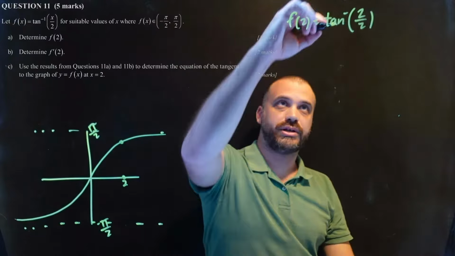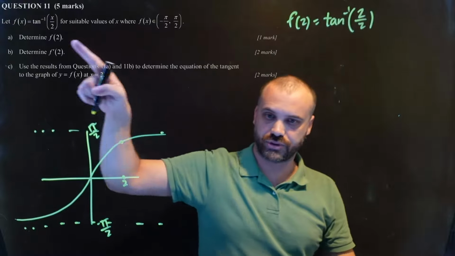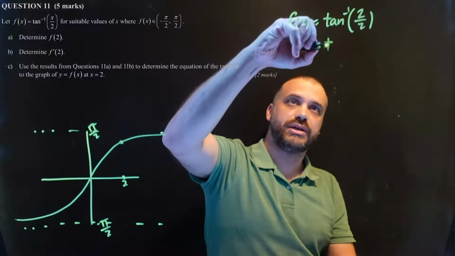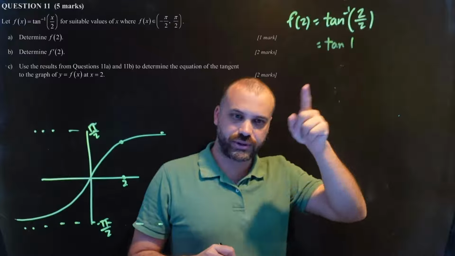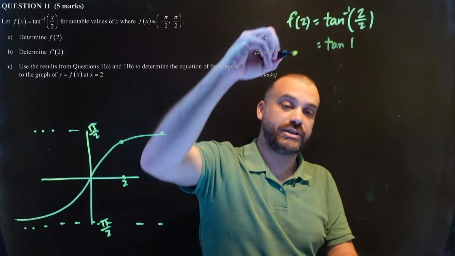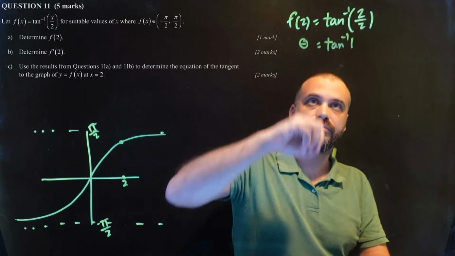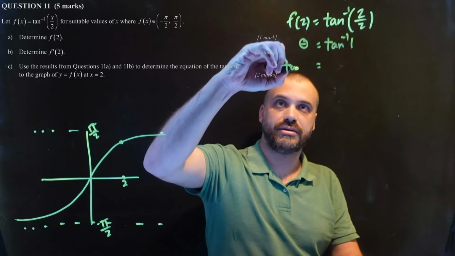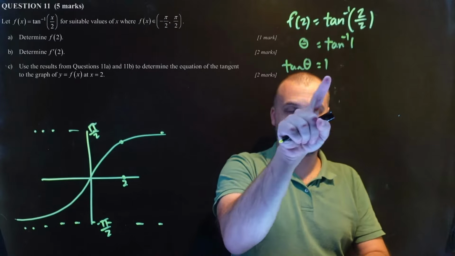All right, so I've drawn it here. f of 2 is inverse tan of 2 on 2. So I've just subbed 2 into here. Now, obviously, that's equal to the inverse tan of 1. Now, a lot of students have trouble with this, but really you're just solving a trig equation, right? Imagine it was theta equals inverse tan 1. We could rewrite that as tan theta equals 1. And you've all had experience solving that.